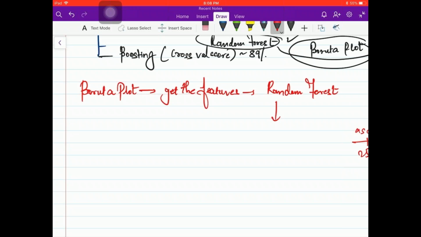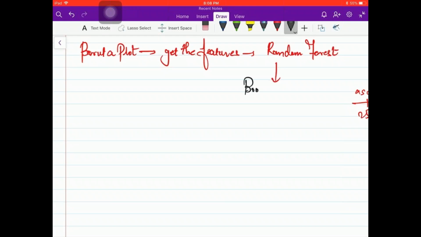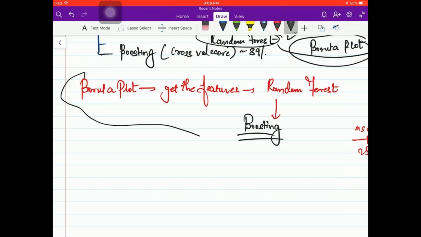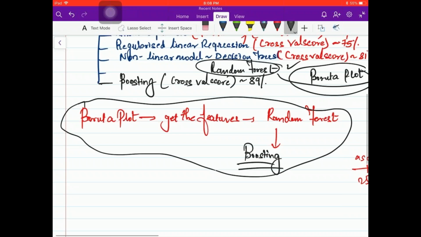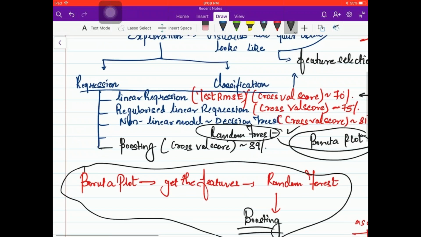Why people normally do a random forest is basically it's very intuitive and it's very easy to explain to your superiors. But if accuracy is more important to you, then go for a boosting. So this is typically how you should operate when you become a pro. For now, you should follow the top one. I'm sorry, there's a lag, I think. So just pardon me for that.